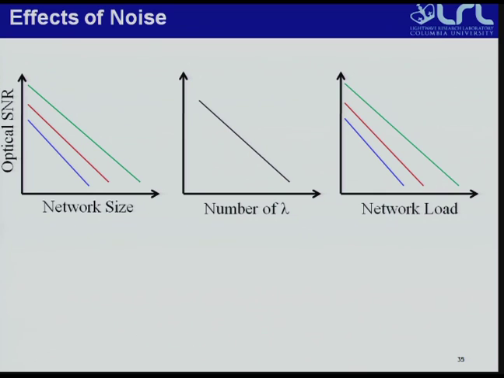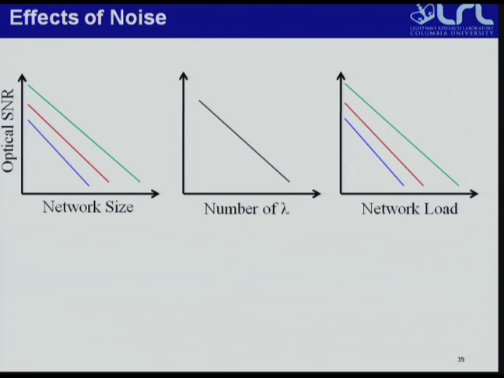And so qualitatively, again, if we consider our optical signal-to-noise ratio versus network size, we can think that if the network gets bigger, then our OSNR is going to go down because we'll probably have more messages interfering with each other. As the number of wavelengths increases, our OSNR is going to go down because of imperfect filtering. So this is actually kind of weird.